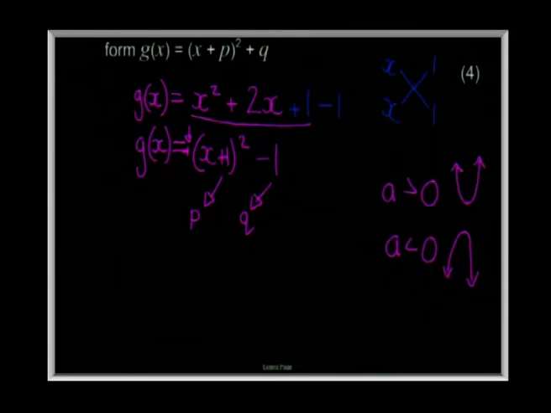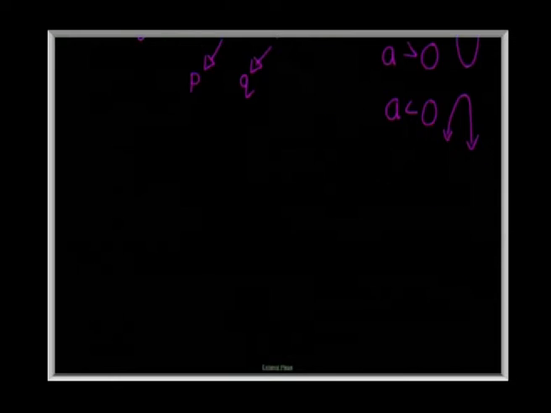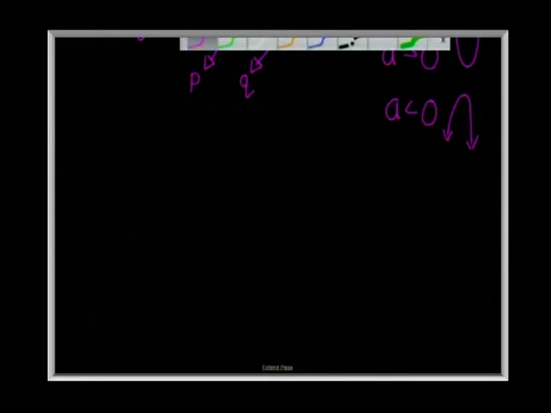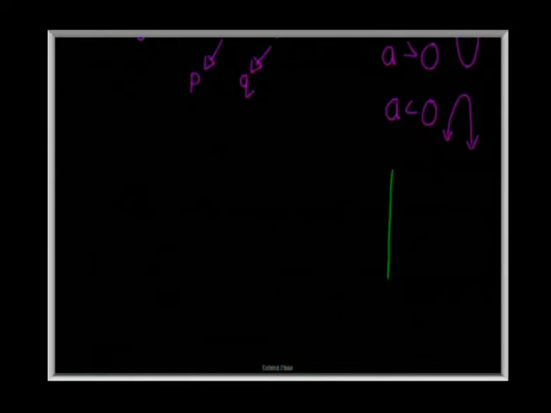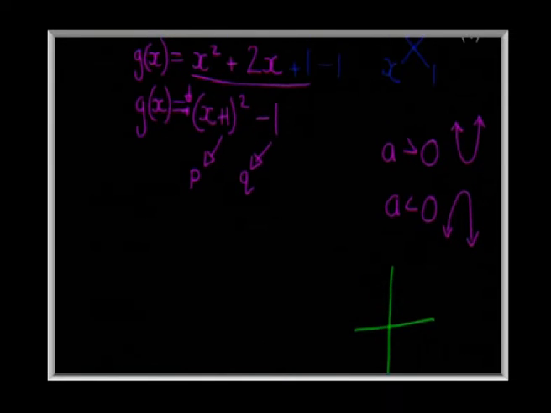What is the turning point? Let's do a little sketch. The turning point is going to be at negative 1 and negative 1. So it's going to be roughly over there, and it's going to smile.